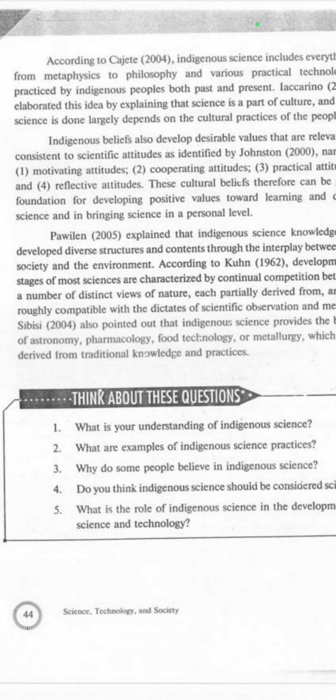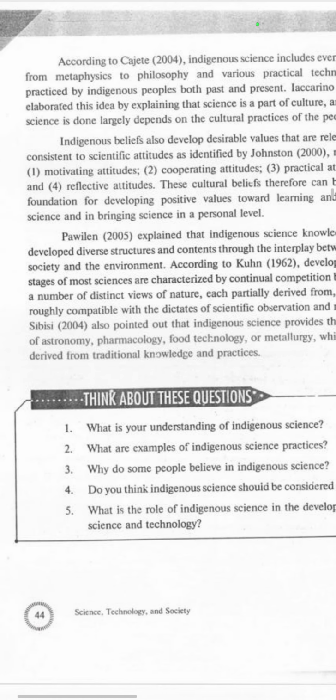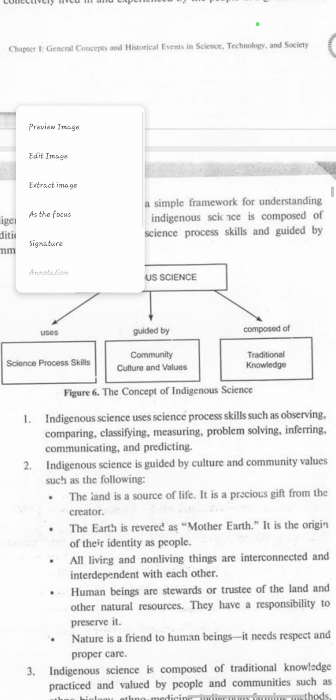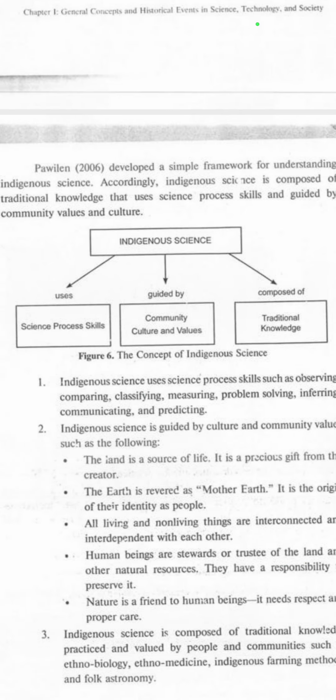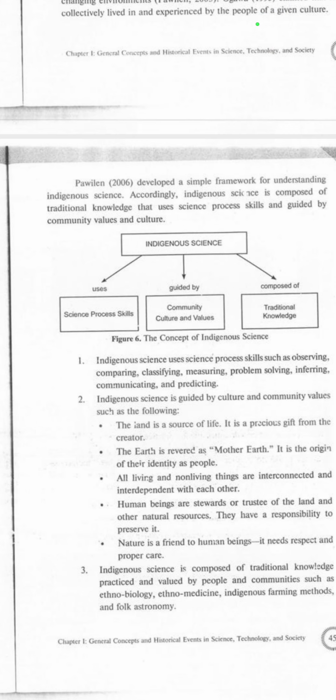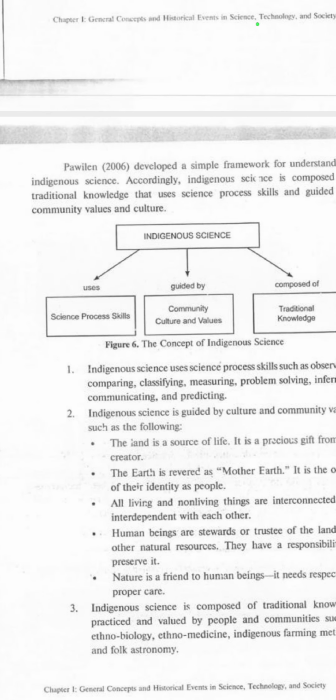And it is also pointed out that indigenous science provides what? The basics of, of course, astronomy, pharmacology, food technology. So meaning to say, it is a part of the field of science. It is the traditional way of culturing science, because basically it provides different fields of science. Astronomy is a field of science, pharmacology is a field of science, and so forth. So this can be explained accordingly to compose traditional science that uses science process skills and is guided by community values and culture. How can we explain it? Through this. This is the concept of indigenous science.